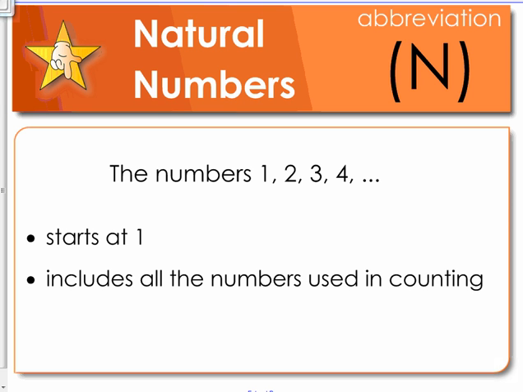Natural numbers are the numbers that we count with. They're the counting numbers. So we start at 1, and then we just go up from there. So 1, 2, 3, 4, 5, 6, 7, so on and so forth.